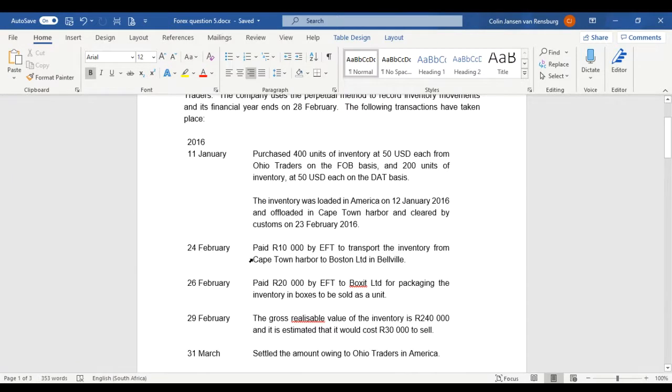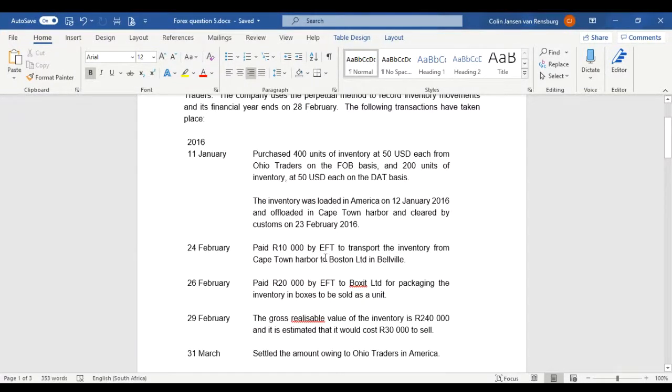So what they say there, on the 24th of February, our company, Boston Limited, paid 10,000 rands by electronic funds transfer to transport the inventory from Cape Town Harbour to Boston Limited, to our premises in Bellville. That is that last photograph we had in that little slideshow, right? It's on the back of a big horse and trailer. So they are now transporting that container with the goods from Cape Town Harbour to our premises in Bellville.